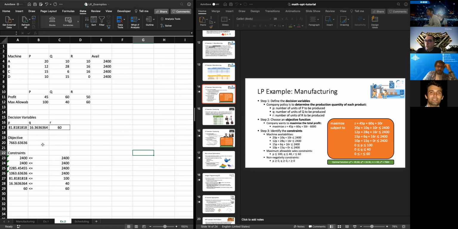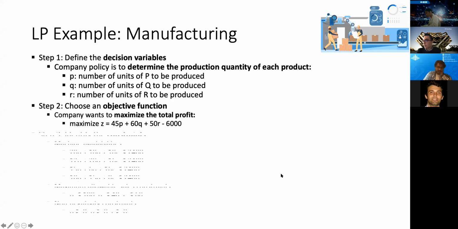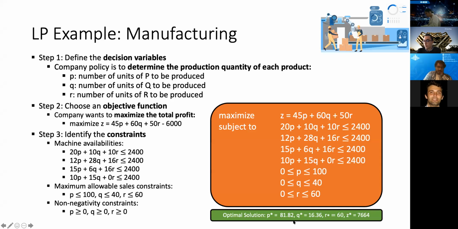So as we can see, these are the optimal solutions. We found P as 81.8, Q as 16.3 or 4, R as 60. So our objective value is this. This is the optimal solution, all right? To make sure that we found the right optimal solution, as we can see, the optimal solution is here.